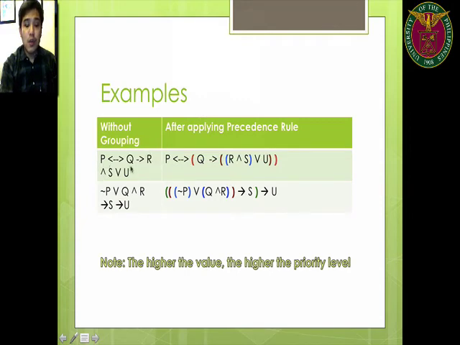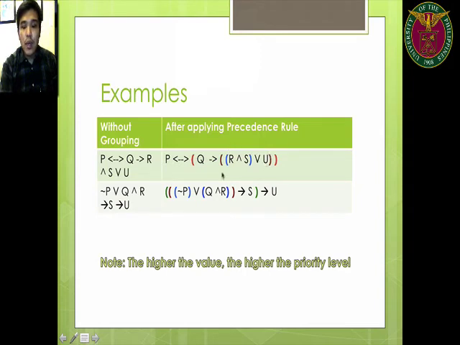So here's the first example without grouping. P if and only if Q implies R and S or U. For that, we will first find a negation, a "not." There is none, so let's look for an "and" here, a conjunction. Now that we see a conjunction, we will group R and S together. And then let's find a disjunction. Now that we see a disjunction, we will group the symbols together with another set of parentheses, so R and S or U. This is the second grouping.